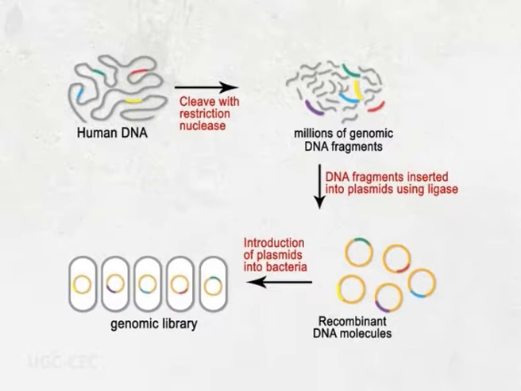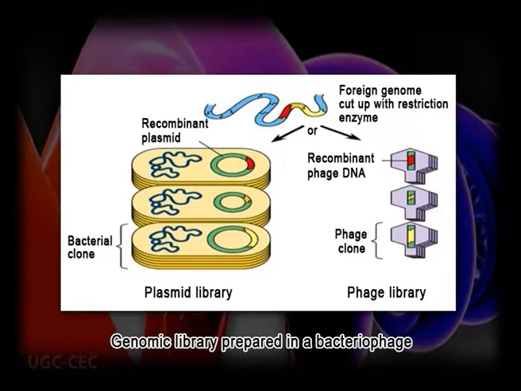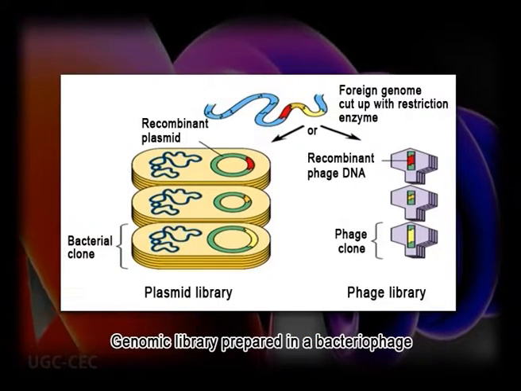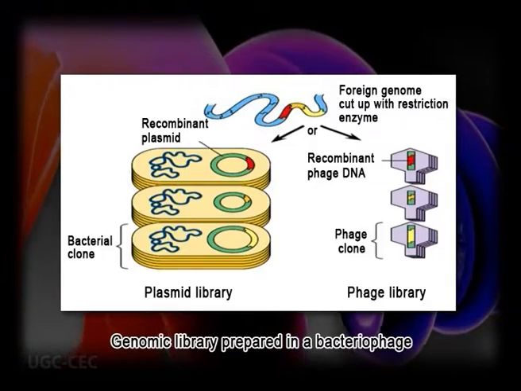For smaller genomes like prokaryotes, plasmids are used as vectors, whereas for larger genomes like eukaryotes, bacteriophage lambda and cosmids are used as vectors for construction of a DNA library.